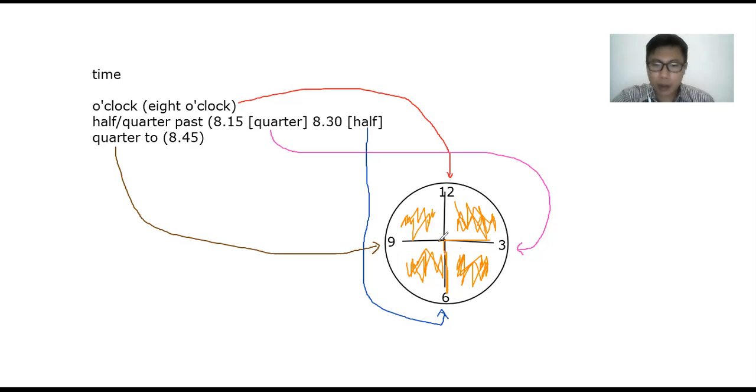But what about if the long hand is at 9? It's already past 3 out of 4 of the circle. No, we don't say that. See, this is also a quarter. That means a quarter to number 12. That's why we say quarter to.